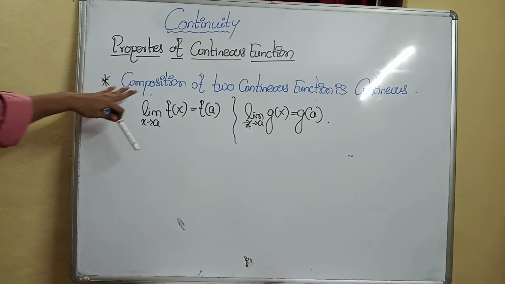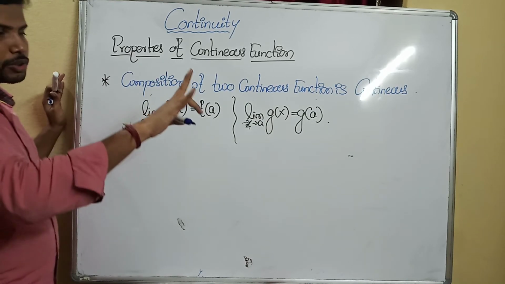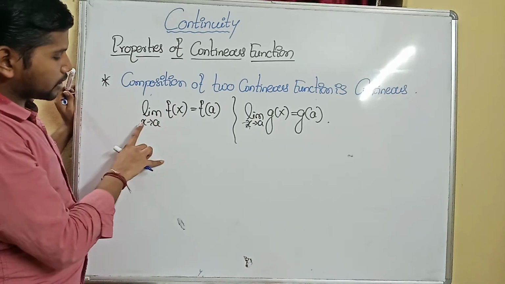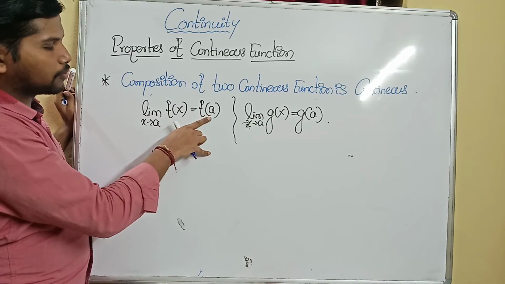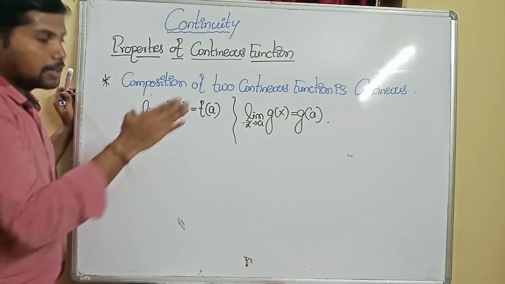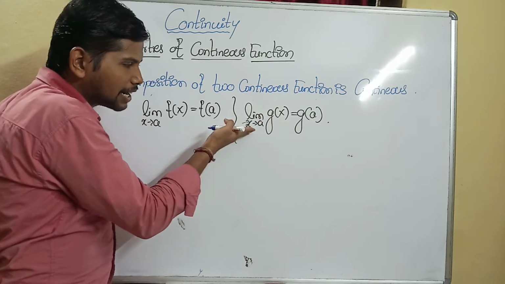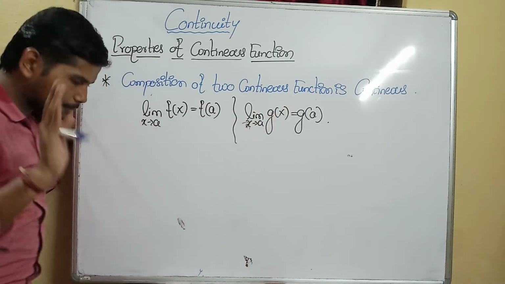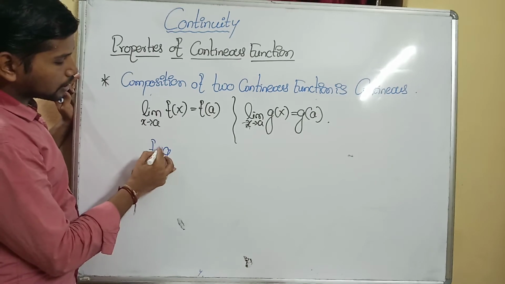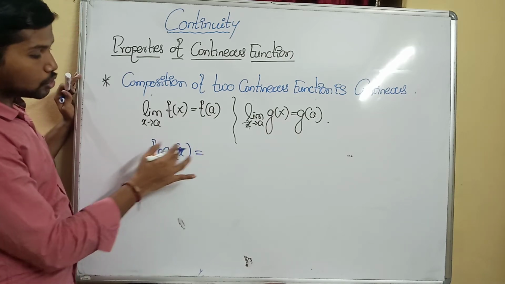Concentrate. Here, the composition of two continuous functions is continuous. For the composition function we require two functions. The limit of f of x as x tends to a is equal to f of a; this is the continuity of the function f of x at x equal to a. I define one more function: g of x is continuous at x equal to a, so the limit equals g of a. I'd like to define the composition of these two functions, f composition g of x.